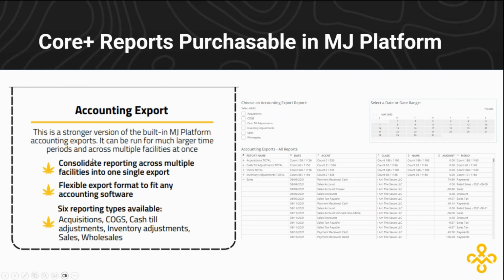And then finally, we have the accounting export. We currently have an accounting export within Platform, but this is now a more beefed up version that is available through BI. With this, you have the same exact 6 reports, but it's all built into one within the BI tool, as well as you can select a lot larger time frame and instantly get that report and be able to export that and import it into your accounting tool.